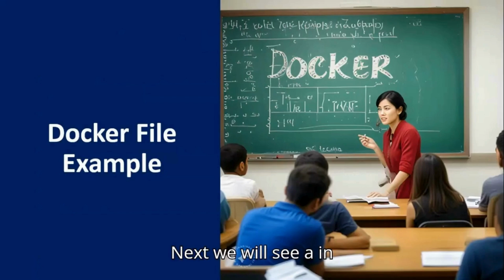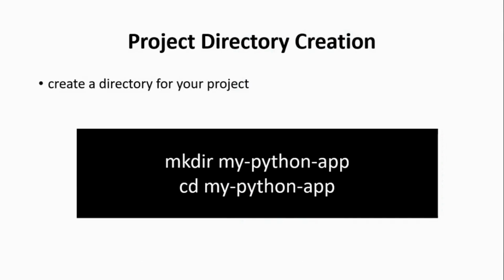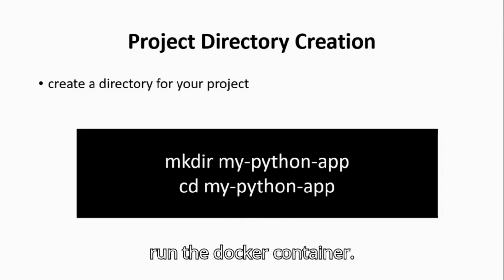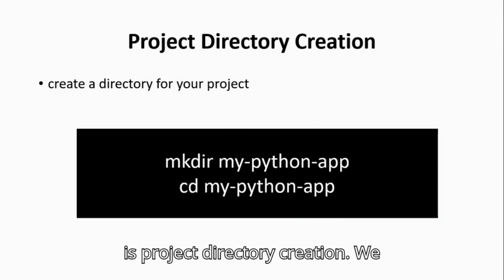Next, we will see in detail a Dockerfile example, a simple hello world example for Dockerfile, how we can build the Docker image and how we can run the Docker container. So first and foremost, the initial step is project directory creation.